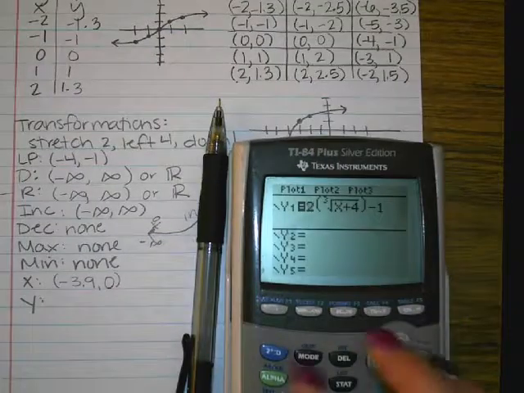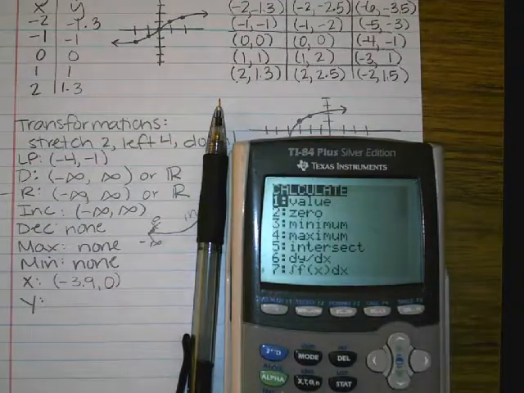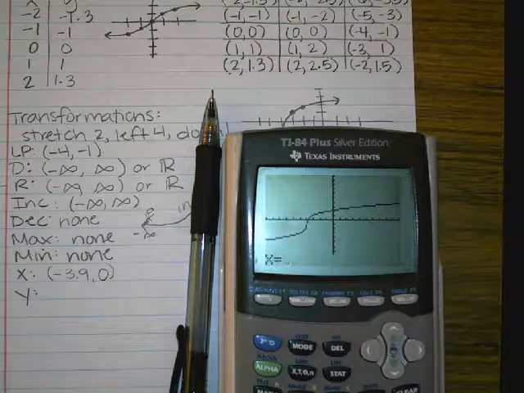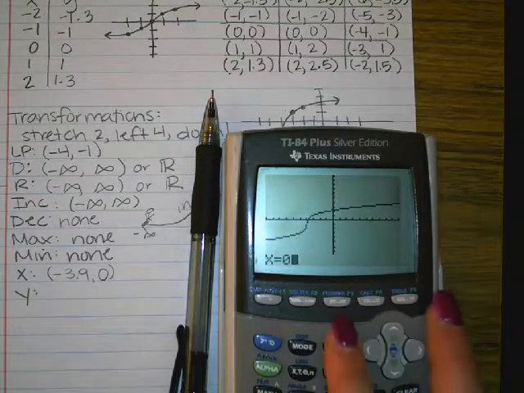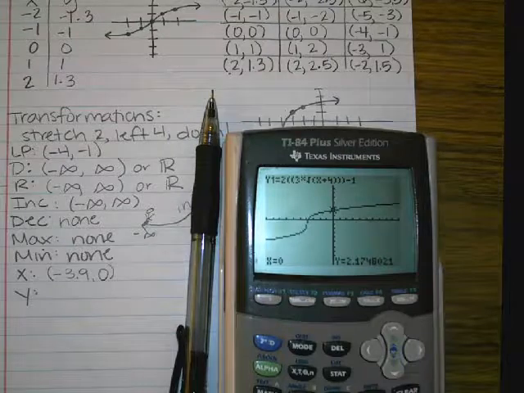All right, how do we find the y-intercept? X equals 0. Yeah, number 1, plug in 0, and we get 2.2.